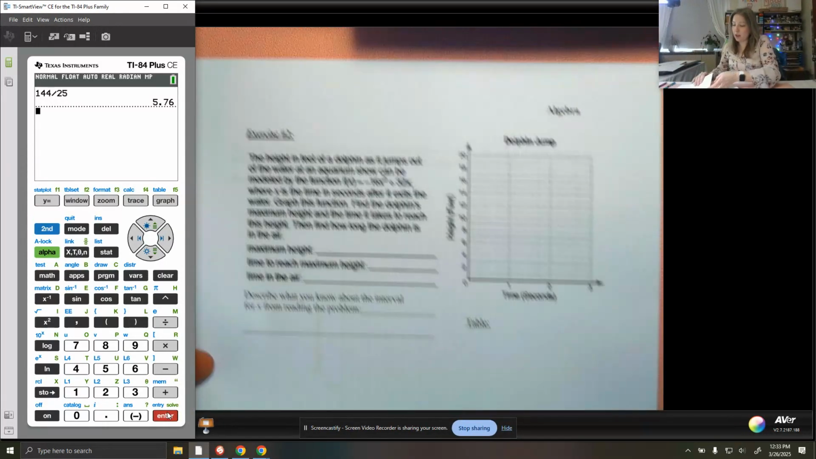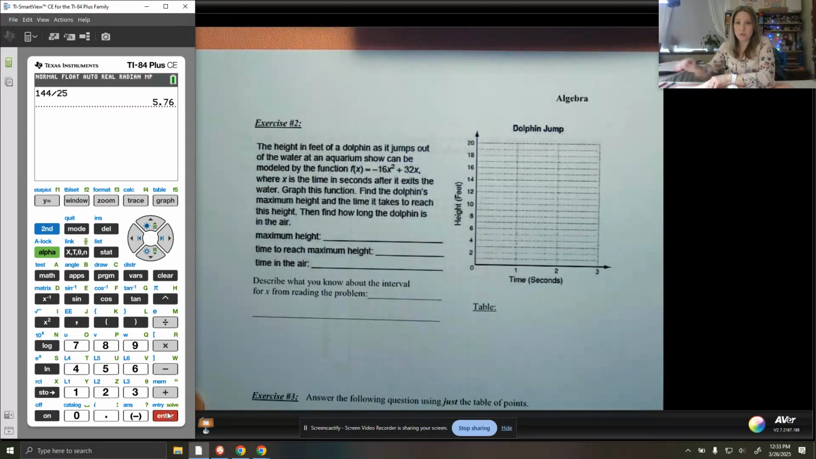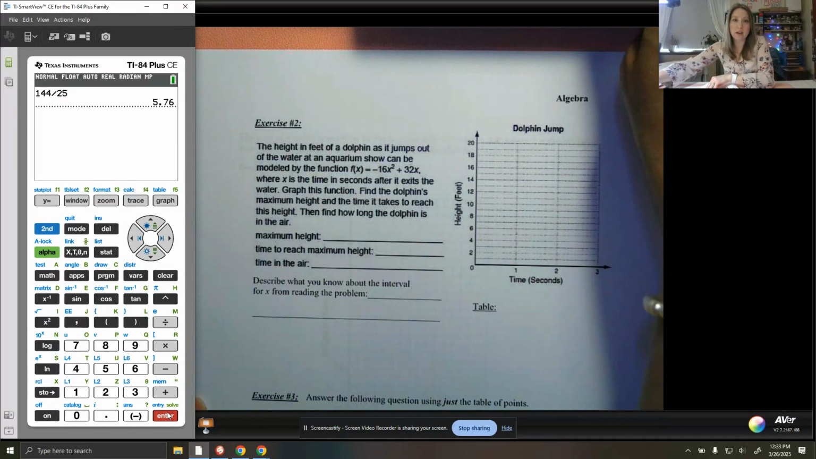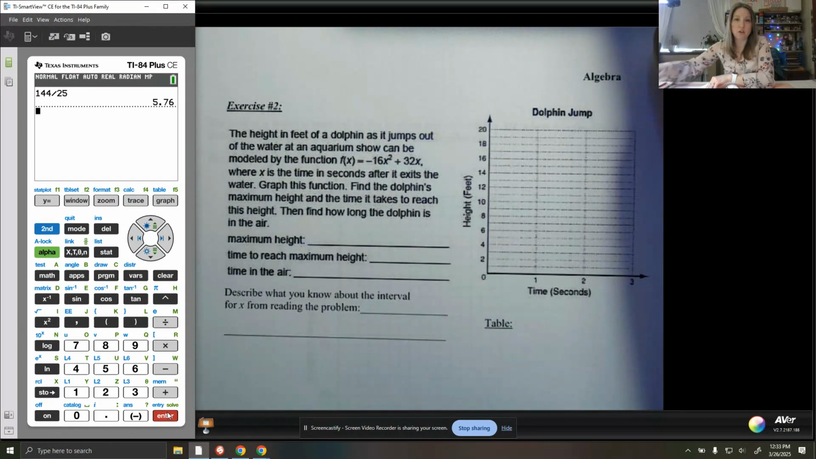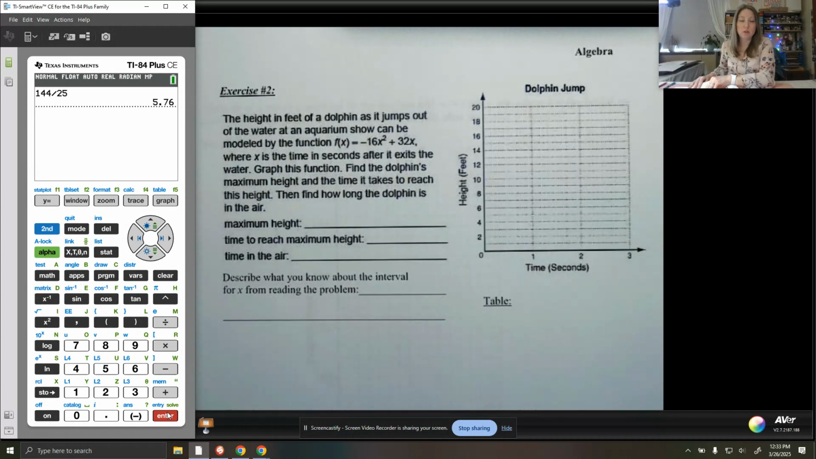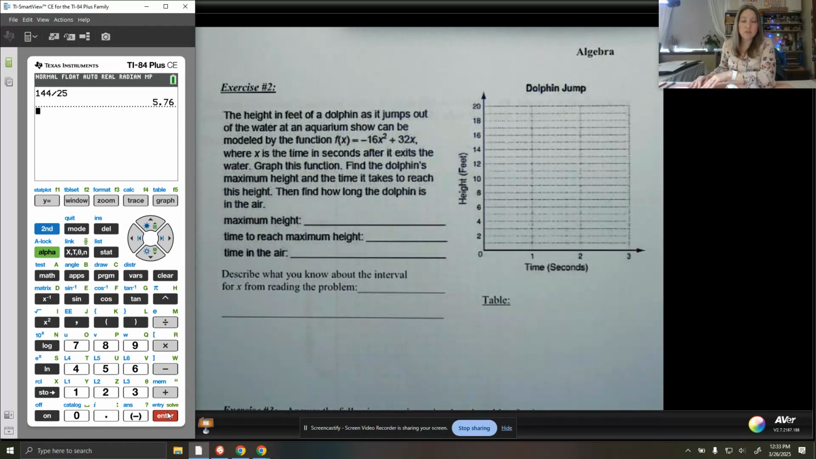Let's now look at the dolphin question. So the dolphin jump. And it looks like I added a couple things to something we already had going on in the dolphin jump. The height in feet of a dolphin as it jumps out of the water at an aquarium show can be modeled by the function f of x equals negative 16x squared plus 32x, where x is the time in seconds after it exits the water. Graph this function, find the dolphin's maximum height and the time it takes to reach this height. Then find how long the dolphin is in the air.